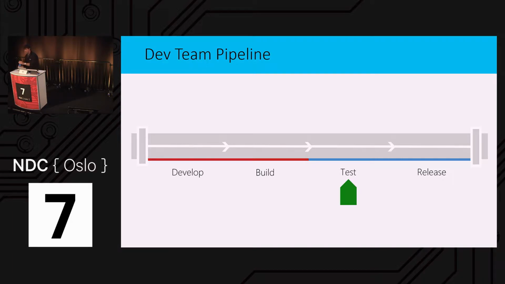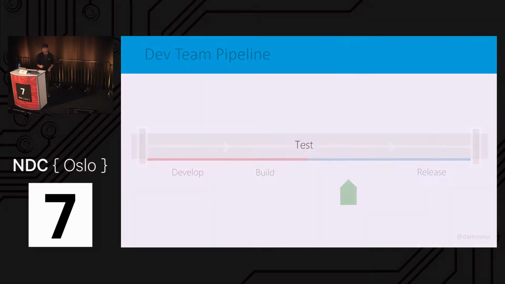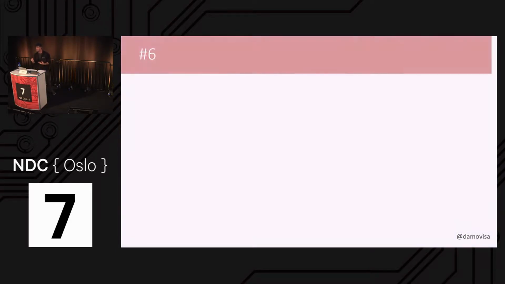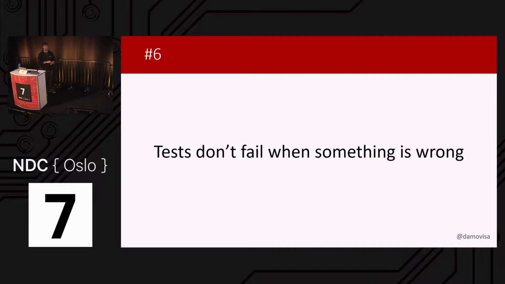So in the test phase, and this is going to seem really weird, the number one thing is that tests should do testing, right? This sounds ridiculous, but it actually occurs a lot, where people will write tests that don't actually do what they're supposed to do. In other words, tests don't fail when something goes wrong, right? And you actually see this a lot.